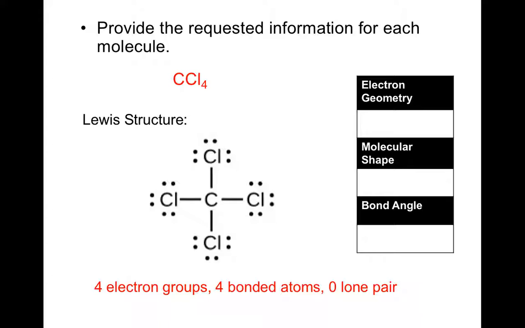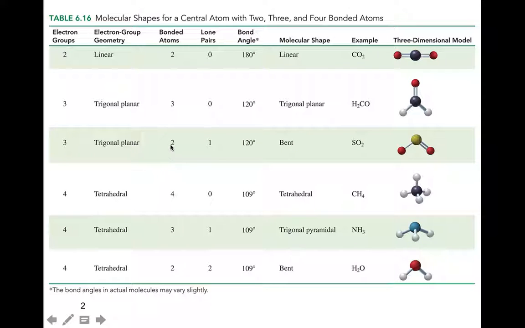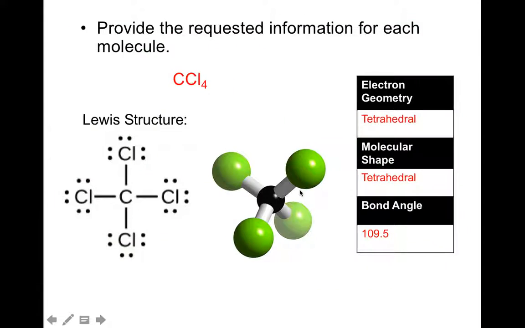All right, and so then what we do is look at the different types of geometries that are possible. So this is a table from your textbook. This is information that you're going to want to have memorized in order to answer these questions. If I have 4 electron groups, then the electron geometry is always tetrahedral. And if I don't have any lone pairs, then the molecular shape is also tetrahedral. So I go back to carbon tetrachloride. The electron geometry is tetrahedral, the molecular shape is tetrahedral, and the bond angle is 109.5.